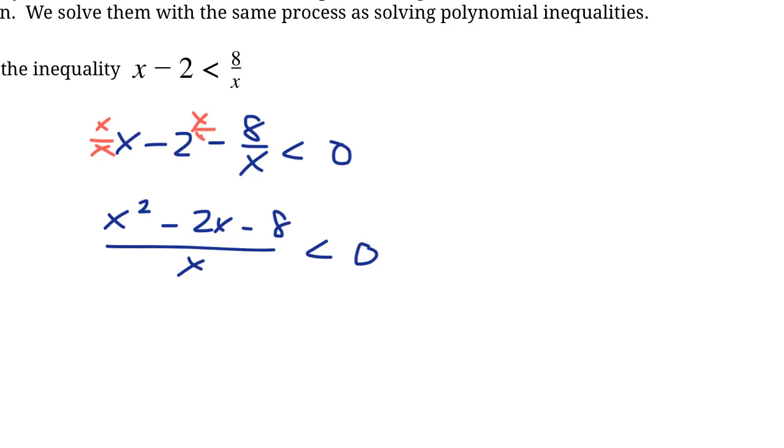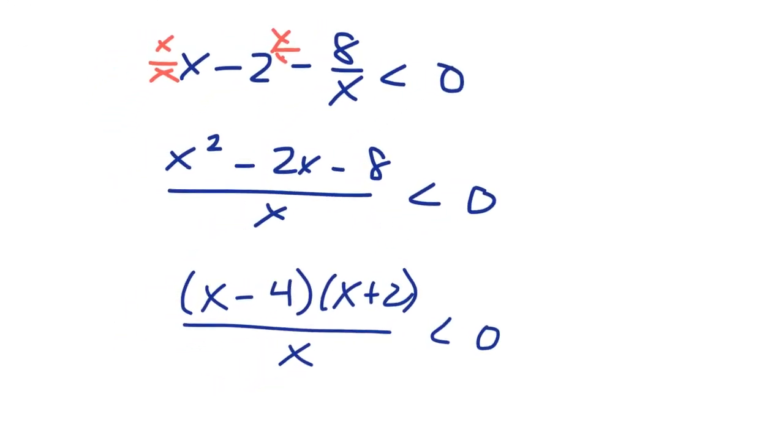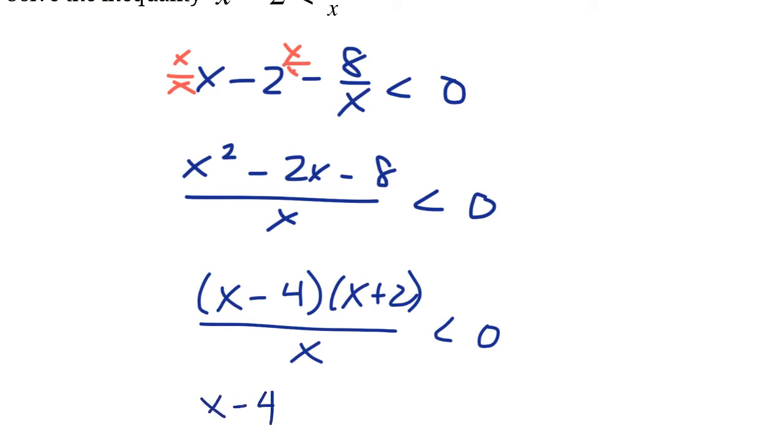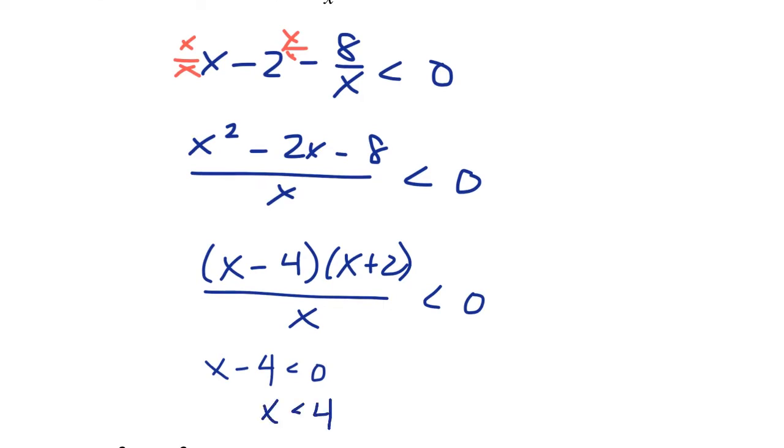So I'm going to factor what's in the top. The answer is x minus 4, x plus 2 over x is less than 0. So think about what we did in the last section where we solved polynomial inequalities. In order to find out where this was true, we looked at the different solutions, our critical points. So we know we're going to have to look at 4 and negative 2. Looking at the solutions, x minus 4 has to be less than 0, in which case x has to be less than 4, or x plus 2 has to be less than 0, in which case x has to be less than negative 2.